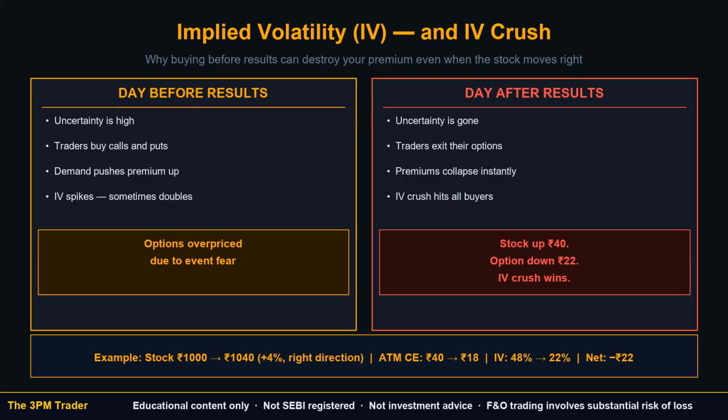And here is the brutal part. A stock can move exactly in your predicted direction and you can still lose money because IV crush destroys the option's value faster than the stock's move can rebuild it.